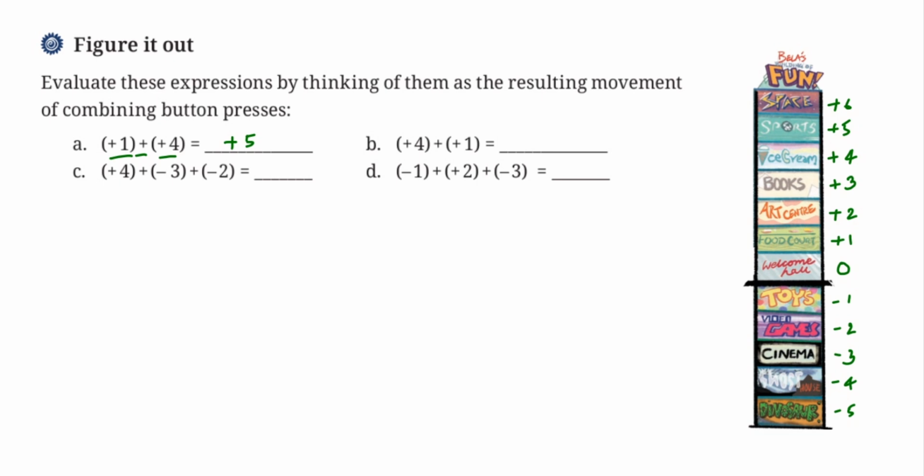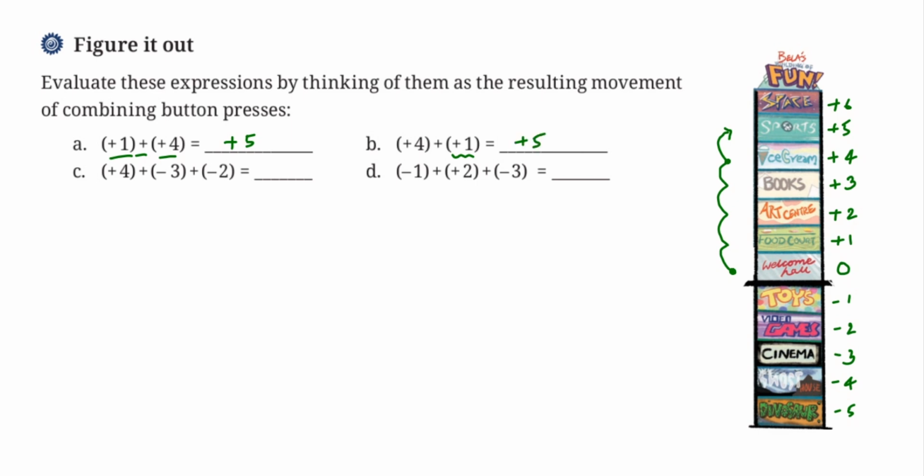The next one, we have +4 plus +1. +4 means this is your starting point, welcome hall. From there you pressed the plus button 4 times, so we can say +4. So 1, 2, 3, 4. Now you are at ice cream, which is the 4th floor, and again you pressed +1, which means you're going 1 floor up, which is +5. So you reached the 5th floor.